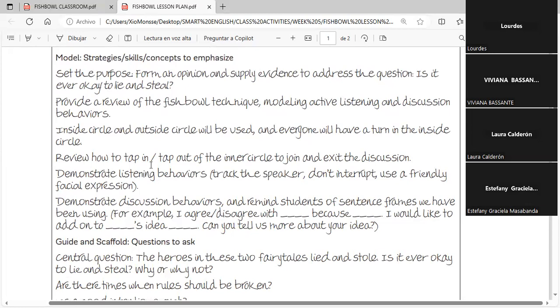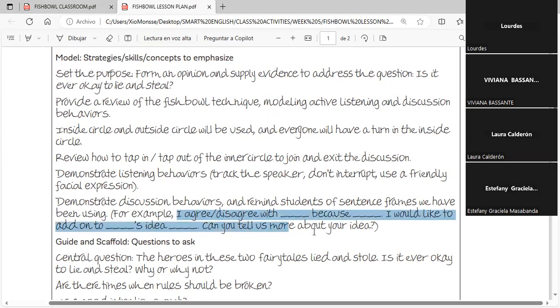Review how to tap in, tap out of the inner circle to join and exit the discussion. Demonstrate listening behaviors: track the speaker, don't interrupt, use a friendly facial expression. Demonstrate discussion behavior and remind students of sentence frames we have been using, for example, agree or disagree.